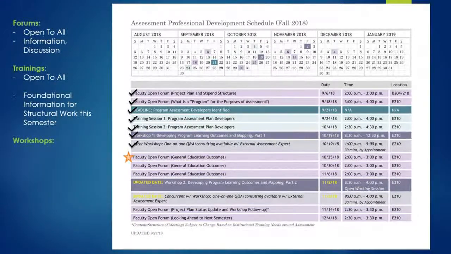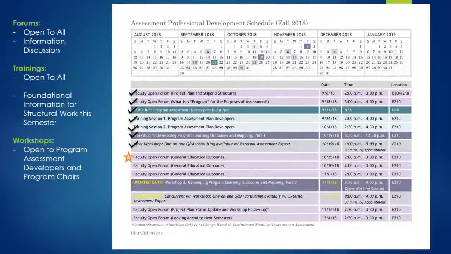These trainings have been open to all, and what we've been focusing on in them is foundational information for the work that we're completing this semester. Then last week we had our first workshop. These workshops have been open to the program assessment plan developers, those faculty members who are developing program level outcomes. We had our first one last Friday, and this was an opportunity for people to really dive in and do some work on their outcomes.